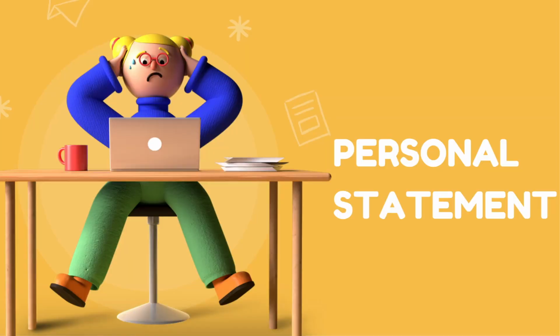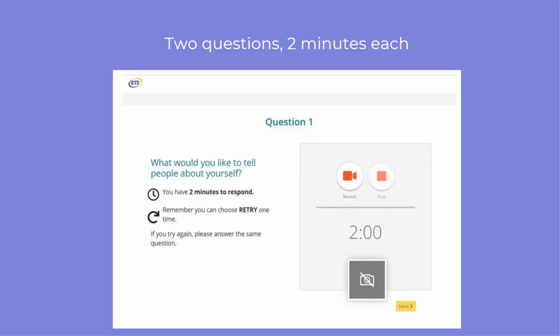That's the end of the test. That's the end of the stuff that's graded, those 4 sections. That'll take you about an hour and a half to do. But there's one more thing, which is the personal statement. There's 2 questions. It takes about 2 minutes to do each one. The first question is always the same for everyone who takes the test. What would you like to tell people about yourself?